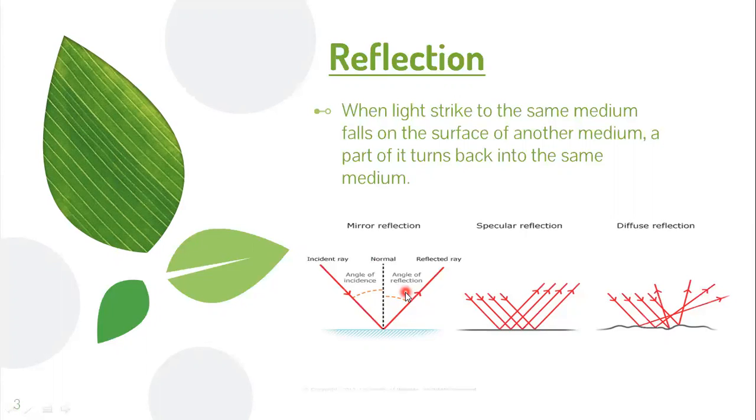So you should learn all these terms. You can learn with me right now. This is not very difficult. What is the incident ray? The ray that comes from the source and strikes the surface is called the incident ray. And the ray that reflects back to the same medium is called the reflected ray. What is the angle of incidence? The angle formed by the incident ray with the normal is called the angle of incidence, and the angle formed by the reflected ray with the normal is called the angle of reflection.